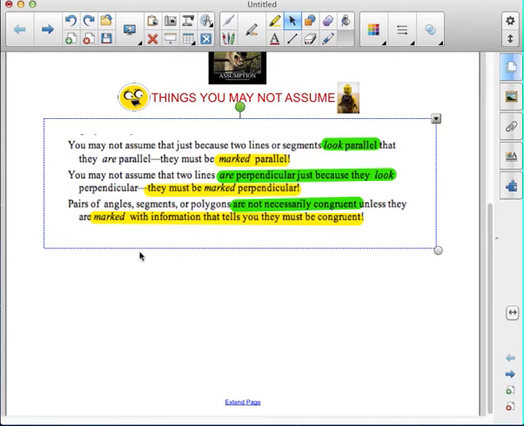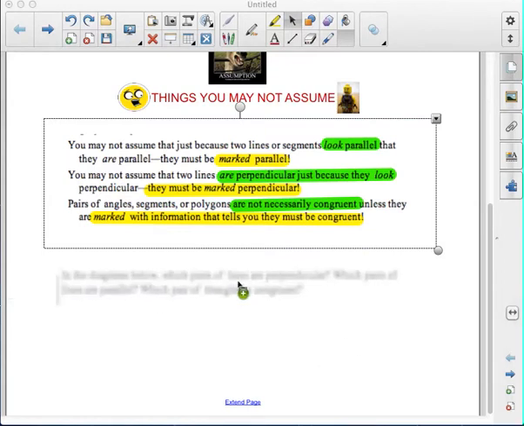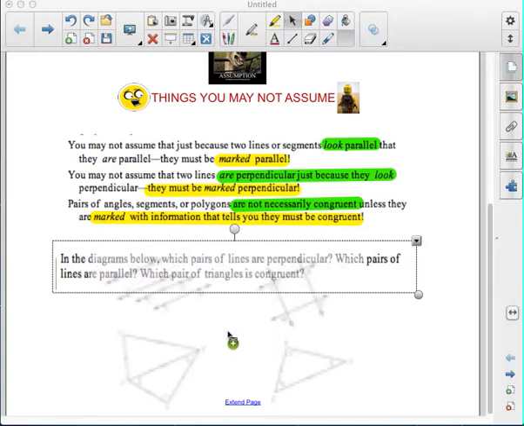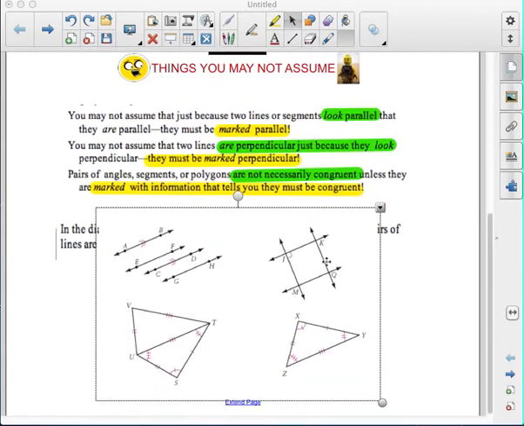And finally, if you have pairs of angles, segments, or polygons, they are not necessarily congruent. They don't necessarily match unless they are marked with information that tells you that they must be congruent. So you can't go by what you see, you can only go by what you prove. So let's look at some examples where they ask us to show which lines are perpendicular, which lines are parallel, and which pair of triangles are corresponding.